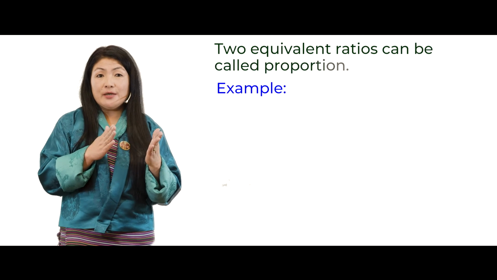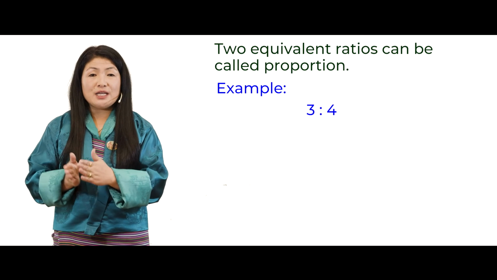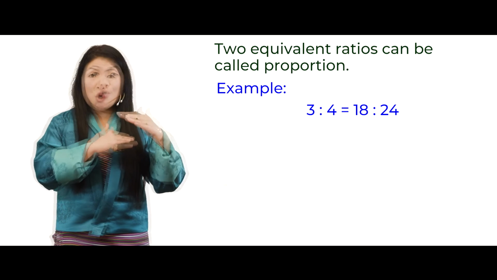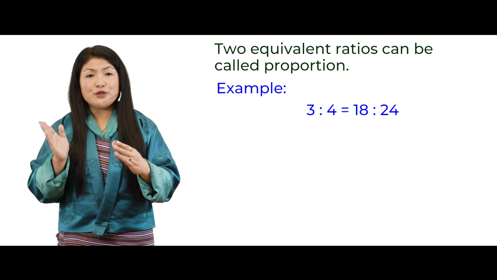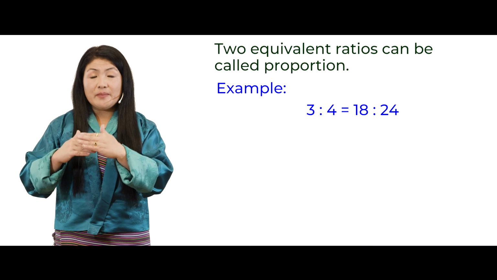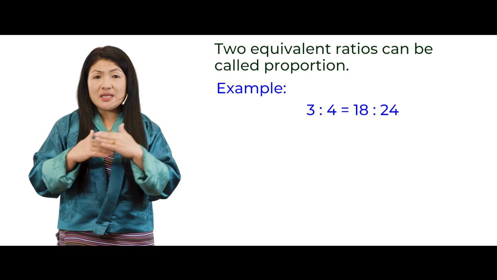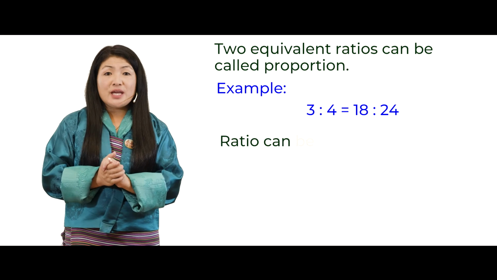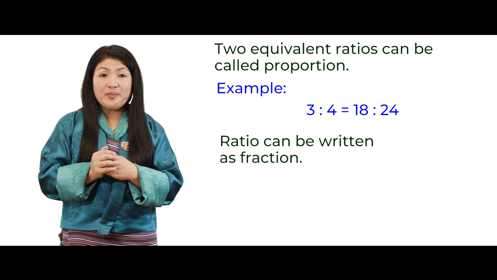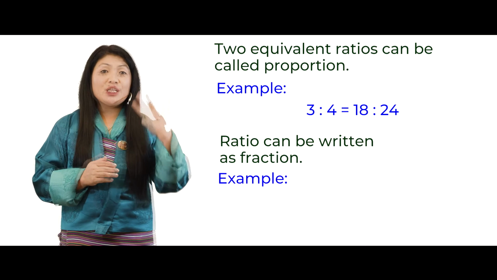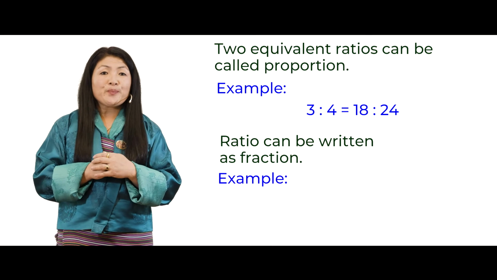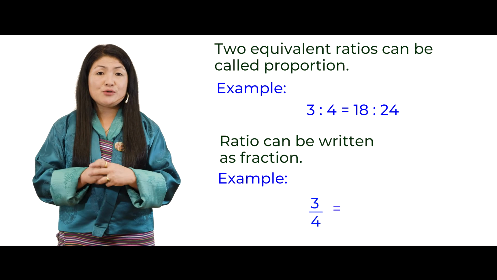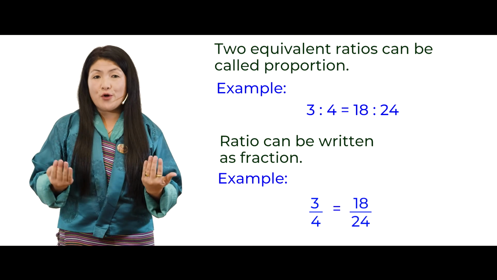So, example here, 3 to 4 is equivalent to 18 to 24. 3 to 4 is the ratio in lower term, and 18 to 24 is in greater term, but they are equal. That's why they are called equivalent ratio. They are called proportion. Ratio can be written in fraction. Example, like the ratio we are using is 3 to 4. So the fraction will be 3 over 4, and which is equivalent to 18 over 24.